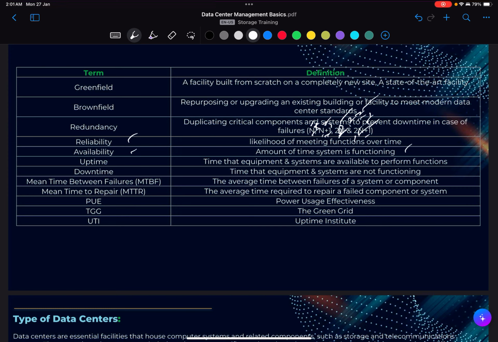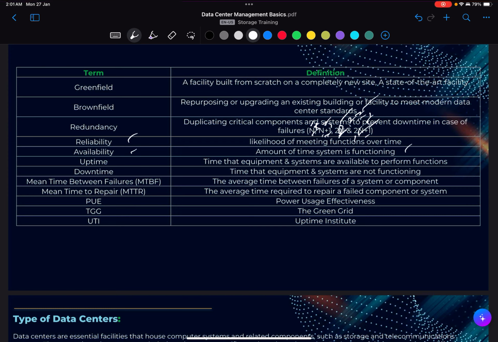Now the uptime is the time that equipment and systems are available to perform functions. Downtime is the time that equipment and systems are not functioning. Then mean time between failure is also important. It is the average time between failures of a system or component. So once a component fails and then recovers, what is the time between failures?